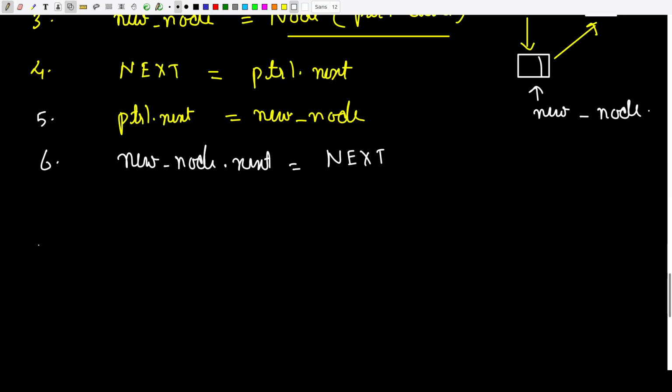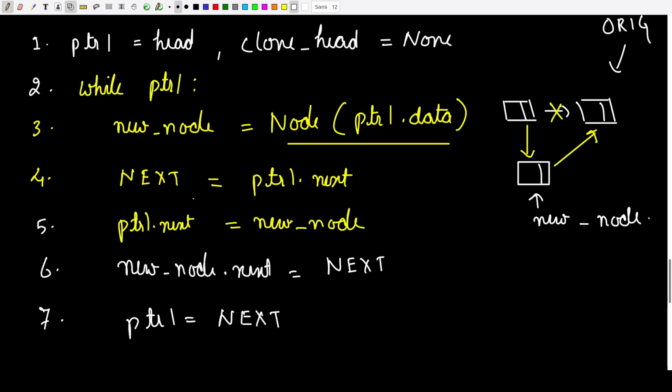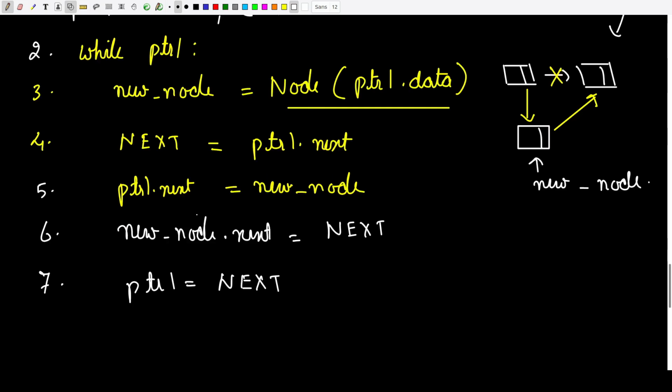And after manipulating it, let us move to the next pointer. So ptr1 will be equal to next, and in this way, using this loop, we will be able to manipulate the next pointer of the original as well as the clone list.